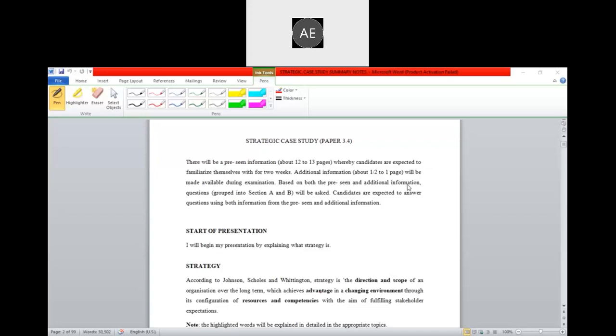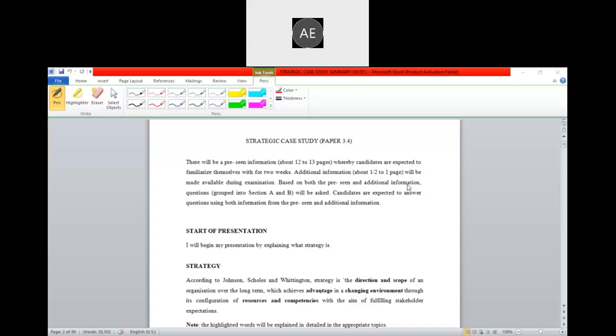In this presentation, we'll go through the various models or frameworks used for making strategic decisions. You see, when we come to strategy, we talk a lot about the models, because the models or the frameworks are used for making strategic decisions. So let me start by giving you the overview of the paper.